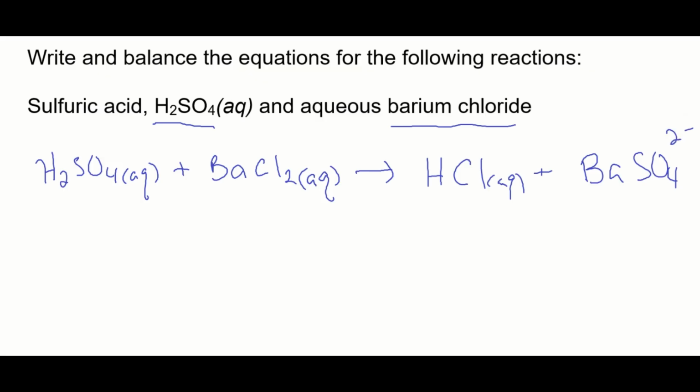Because sulfate has a 2 negative charge and barium forms 2 positive cations, they're going to reduce down to a 1-to-1 ratio. So the formula is just BaSO4.